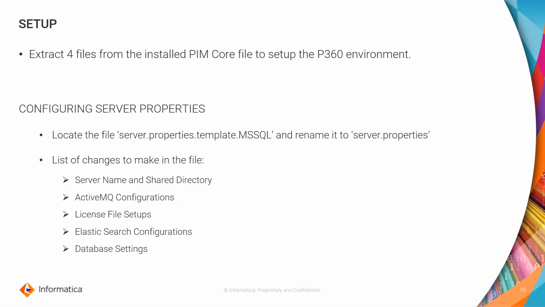Once those 4 files are extracted, we'll make changes in a particular file called server.properties, which is given by default the name server.properties.template.mssql or Oracle. Depending on your database, you can choose either MS SQL or Oracle. With our installation, we'll be going with MS SQL. First, locate this file and rename it to server.properties. Once this file is renamed, open it in Notepad++ or any other text editor of your preference, and make certain changes, for which the overview is given below.